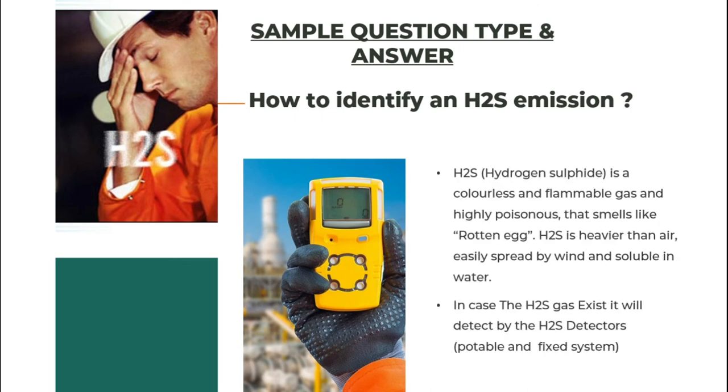Okay, question about H2S. How to identify an H2S emission? H2S, or hydrogen sulfide, is a colorless, flammable and highly poisonous gas that smells like rotten eggs. H2S is heavier than air, easily spread by the wind, and soluble in water. In case H2S gas exists, it will be detected by the H2S detector, either portable or fixed system.